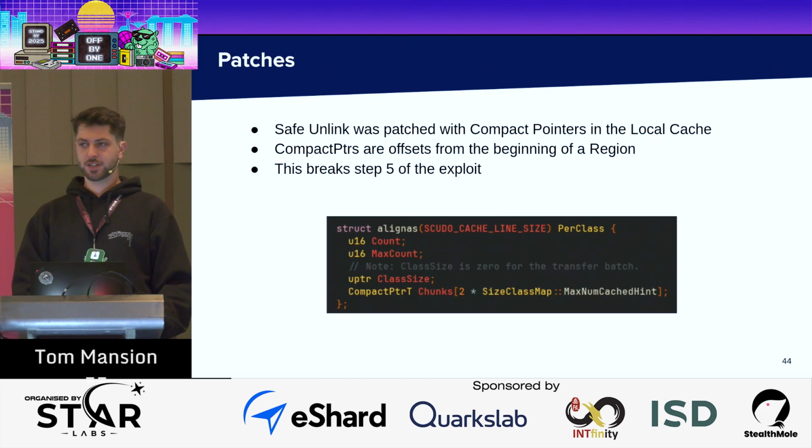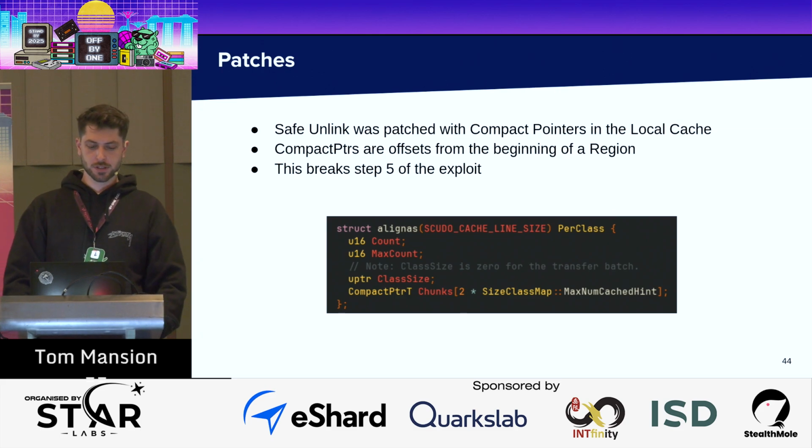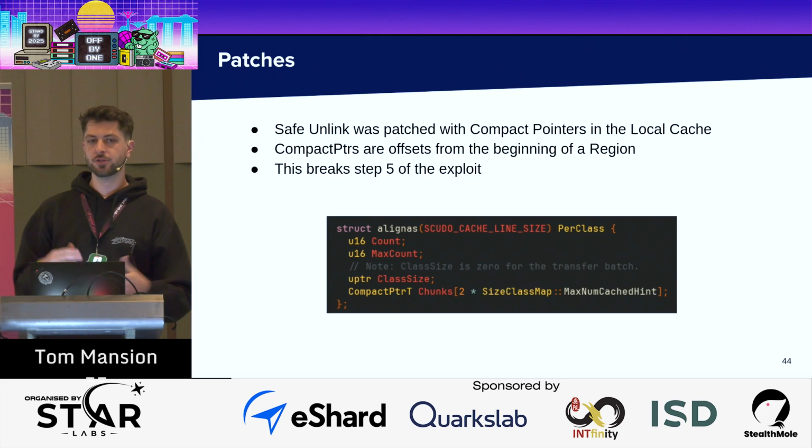Unfortunately, it's been patched. It's been patched by the introduction of compact pointers in the local cache. So the compact pointers, you can just see them as, instead of storing a raw pointer in the cache, we're going to just store the offset from the beginning of the region to this chunk. And this breaks not only step 5, but also other chunks of the exploit, right?